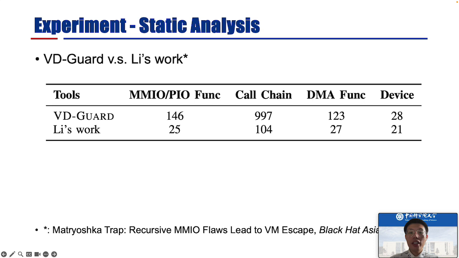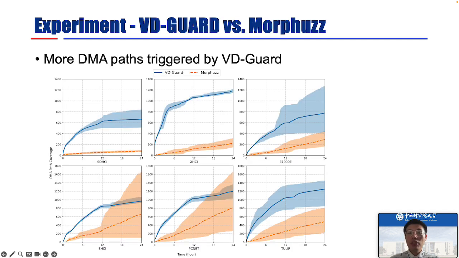We first compare the static analysis part of VDGuard with the work in Black Hat, which searches vulnerable paths by a straightforward string matching method, and the result shows that our tool can search for more call chains and more potentially vulnerable devices. Compared with MoFuzz, our tool could trigger more DMA paths, which makes us find more DMA-related vulnerabilities.